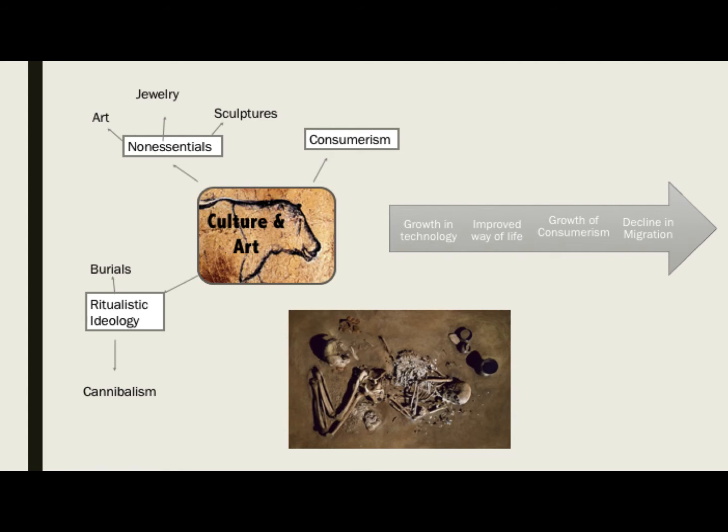As technology increased, culture and art also increased. In hunter-gatherer societies, you'll see ritualistic ideology. You can see this through ritualistic cannibalism and a variety of burials. Likewise, non-essential items became more popular as technology increased and people had more time to devote to the creation of artistic ideas. Art is shown in the caves in France.